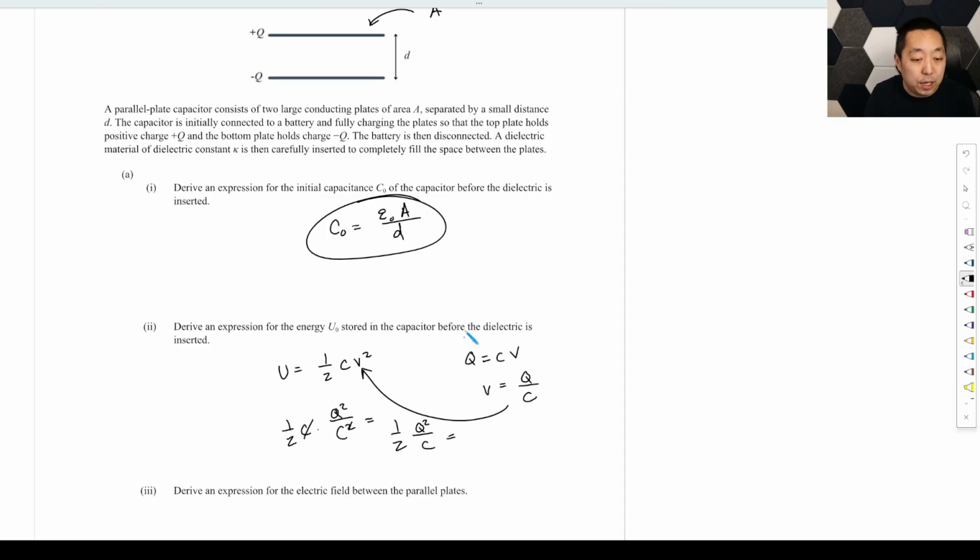But we can't leave our answer in terms of C. We've got to put our answer in terms of this thing. So dividing by this thing is multiplying by the reciprocal, right? That's how fractions work. So like that.